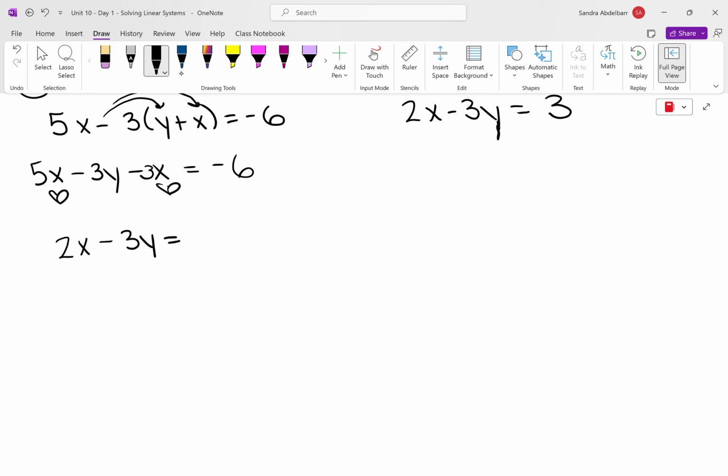So we're going to have 2x minus 3y equals -6. So now I'll bring the 6 over, add the 3y over. So 3y equals 2x plus 6. All right, now we divide by 3. So y equals 2/3 x plus 2.